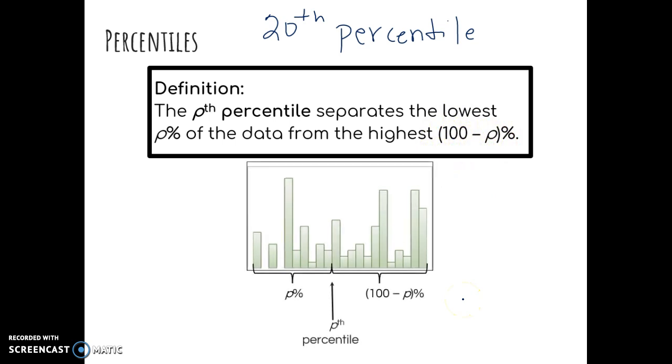If you look here, this is showing the data lined up in histogram form. Whatever this number right here is, that number is going to separate the lower p% from the upper 100 minus p%. So if it was the 20th percentile, it would separate the lower 20% from the upper 80%. If it was the 30th percentile, it would separate the lower 30 from the upper 70. If it was the 40th percentile, it would separate the lower 40 from the upper 60, and so forth.